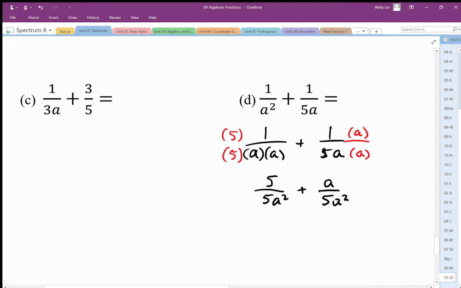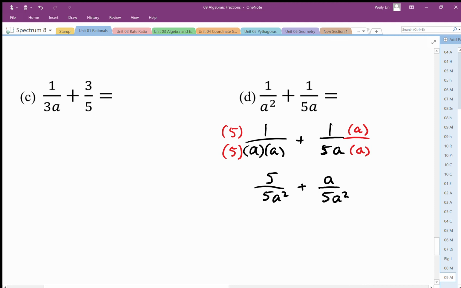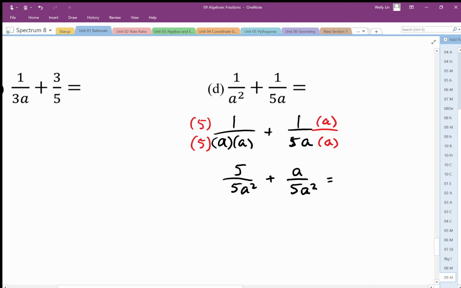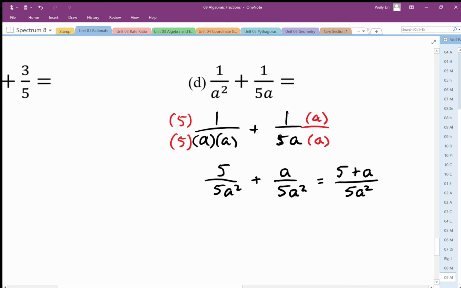Okay, so the denominator is the same. So once the size of the fractions are the same, although we don't know what they are because the a is unknown, we know that they're the same. I can add the numerators together, but I have to be careful because I cannot count 5 and a the same, so they have to be counted separately. So it's going to be 5 plus a, and then the denominator is going to be 5a squared. Okay, so there's how we can do some of the harder ones.